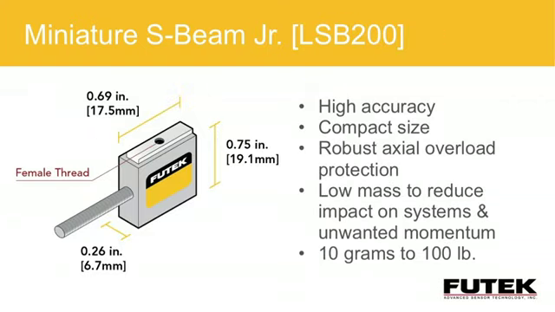The LSB 200 is the workhorse of our miniature product line. I'm focused on this particular design today for a number of reasons. Performance, 0.1% nonlinearity, small package size with tight centerline capability. The base design allows for tight centerline locations in applications such as keyboard testing, steering wheel switch testing, where positioning of multiple sensors becomes critical.